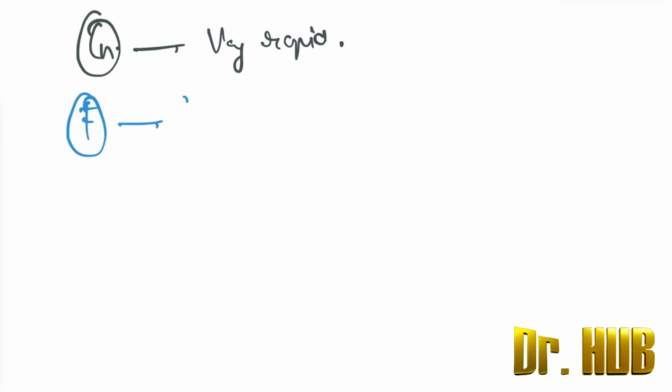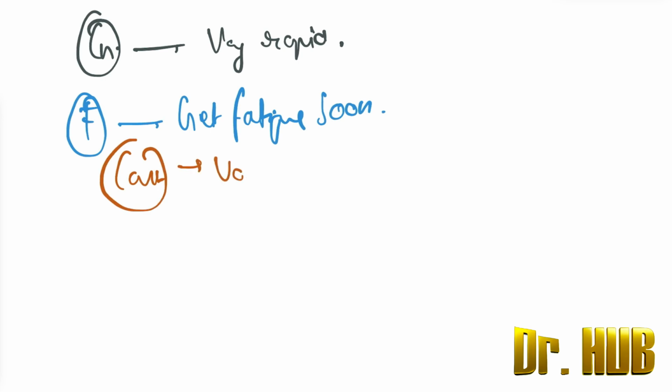Next, how is the contraction? The contraction is going to be very rapid. Let's look at fatigue. They get fatigued soon. And how is the control? The control is voluntary.